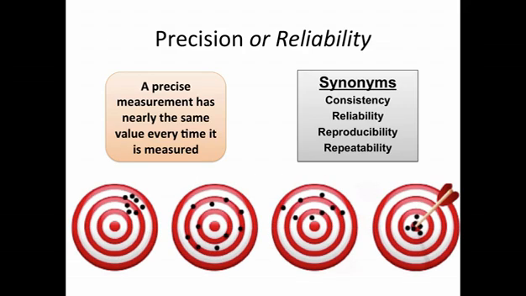Look at these dartboards. Several attempts to hit the target are shown here. Highly precise set of attempts are shown in the first and the last images. The values obtained in these two images are very close to each other. These are very precise, very reliable attempts.